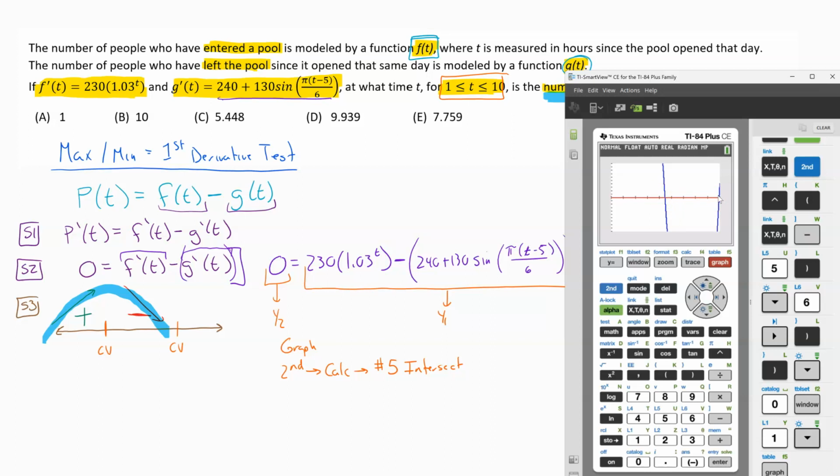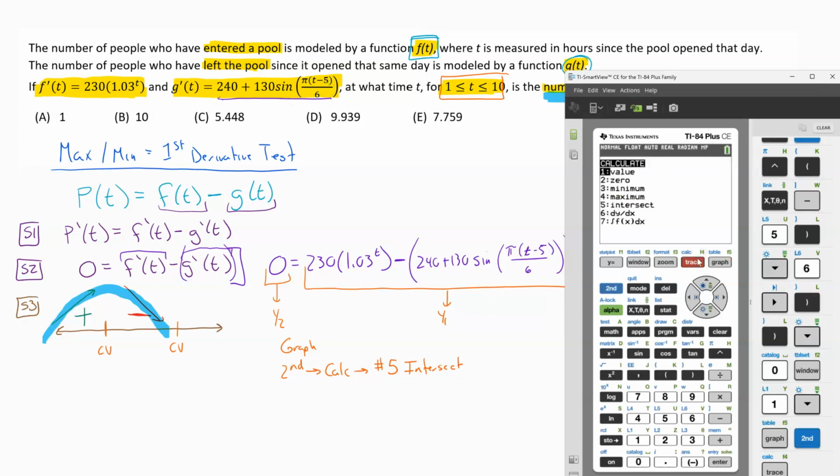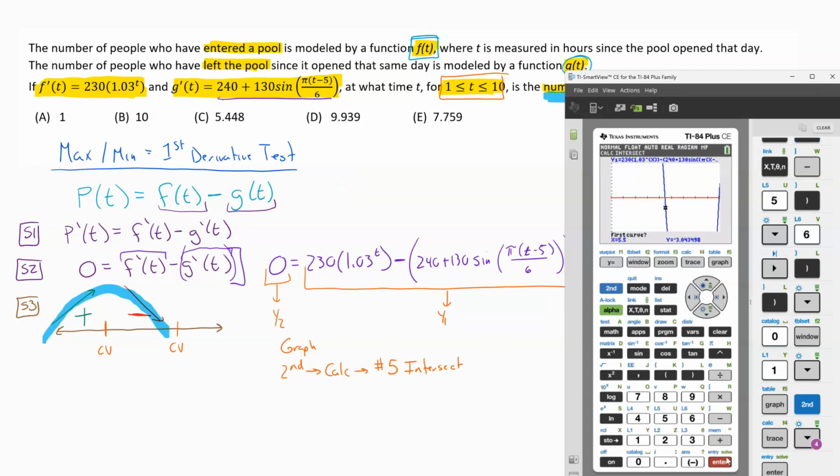So I'm going to go find those critical values and put them on my number line. So I hit second calc. I choose the number 5 option, intersect. It's going to ask me a series of 3 questions. The first 2 I could really care less about. It's saying, is that the first curve? Yep, that's the first curve. Go ahead and hit enter.